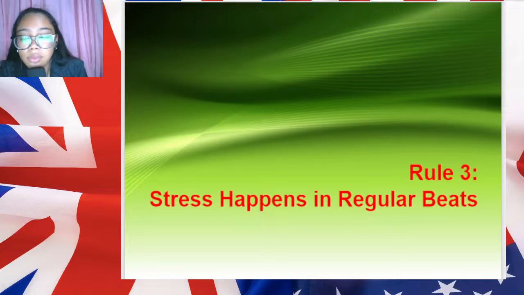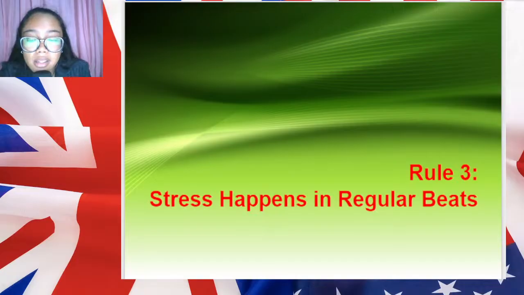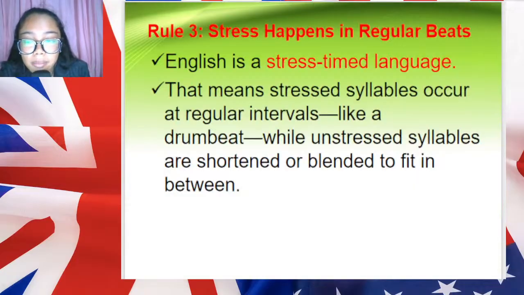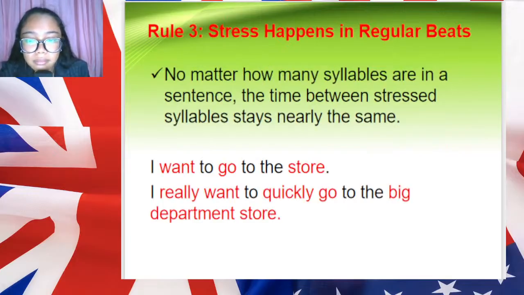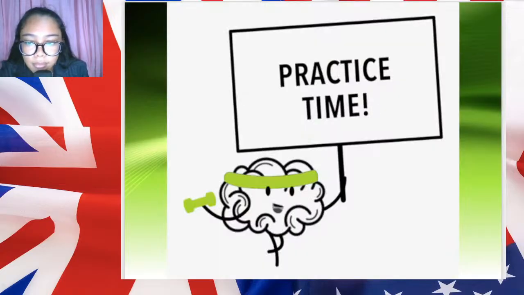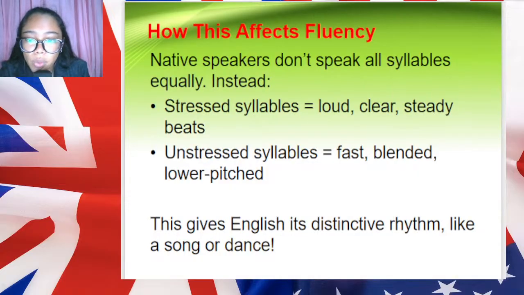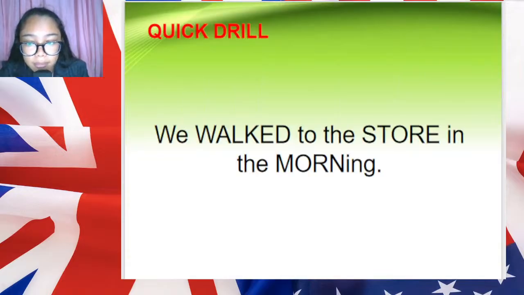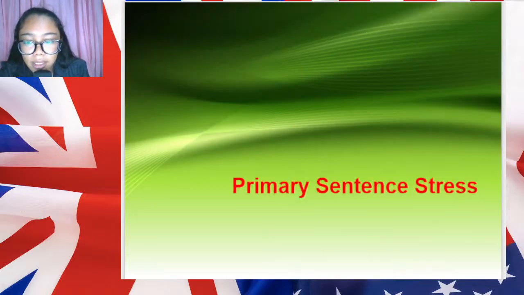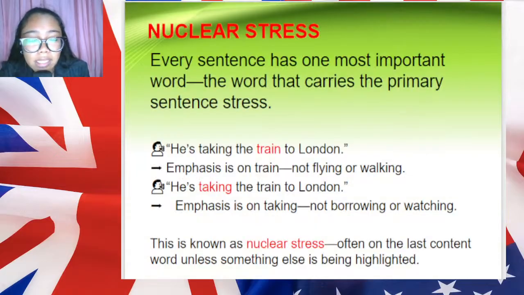Next, on rule number three, stress happens in regular beats. Again, stress happens in regular beats, meaning that English is a stress-timed language. Okay? And then, of course, we also discussed how this affects fluency. And we started with primary sentence stress, and we get the idea.